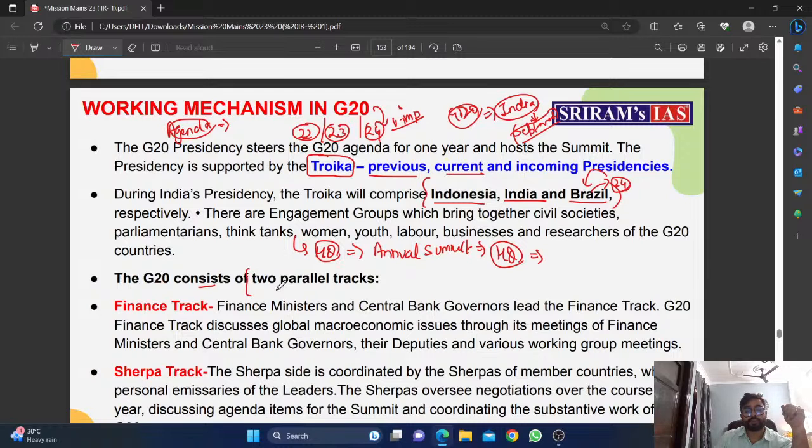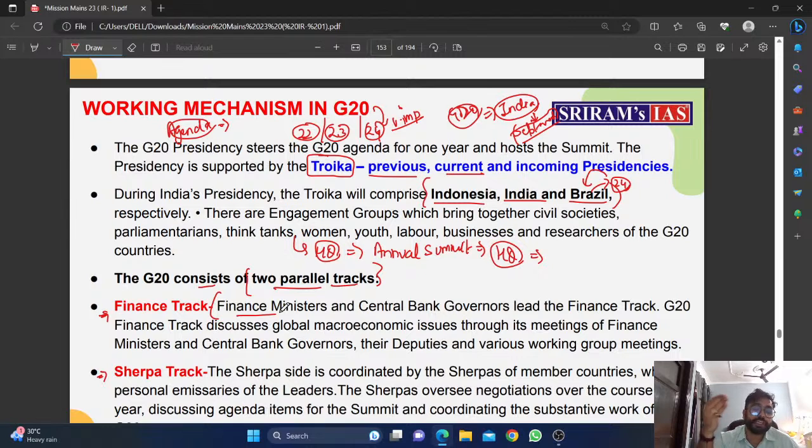Now G20 consists of two parallel tracks: one the financial track, the other the Sherpa track. What do we mean by the financial track? In this track, the finance ministers and central bank governors of all G20 nations come together to discuss global macroeconomic issues, like what issues all the member countries are facing. From our country, Jaishankar ji and Shaktikant Das ji will go, and they have already attended these financial tracks on many occasions this year.